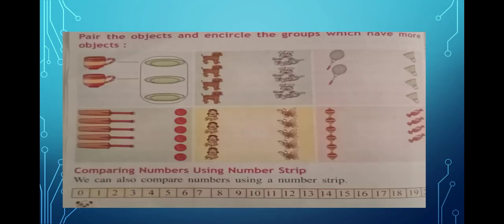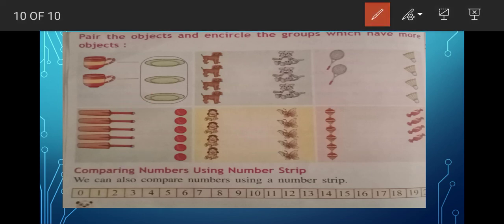And now this is also comparing numbers. Now pair the objects and encircle the groups which have more objects. So whichever has more objects, you have to circle it. Okay, you will be doing it yourself. I am just showing one. Here only 2 cups, but here it is 3 plates. So you have to circle the one with more. Here what is this? 4 dogs and 3 cats, isn't it? So this one is more. So you have to circle the one with more.